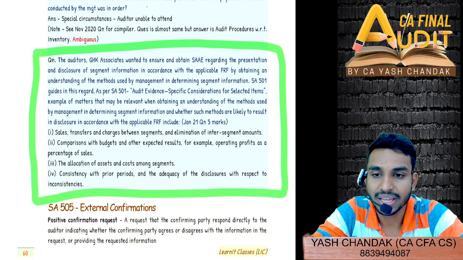We are done with SA 501. Let's now start SA 505.